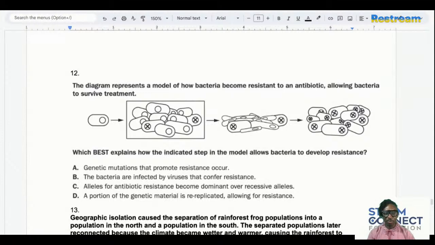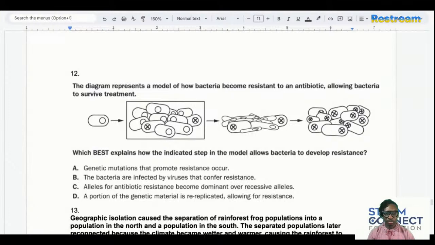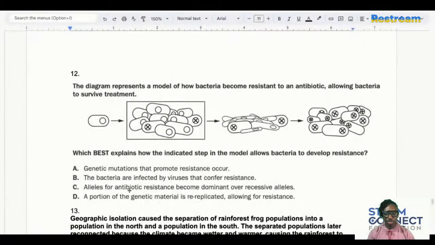And I know there's a lot of heavy language in there, but think about what I talked about earlier. So the alleles for antibiotic resistance become dominant over recessive alleles. That may be true, but the key word in the answer you said is that the alleles become dominant. Well, what would cause them to become dominant over recessive, right? What would cause that type of change within the bacteria where they will become resistant? So give me another choice. What would cause something to change?